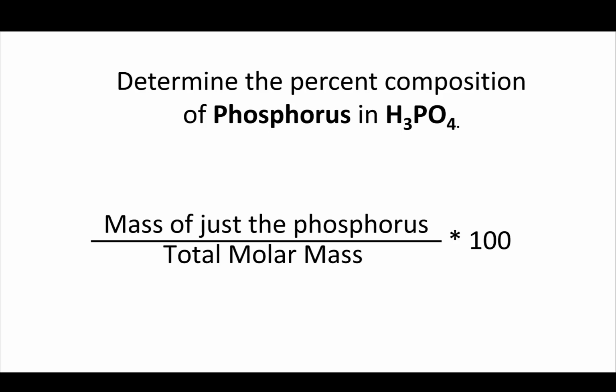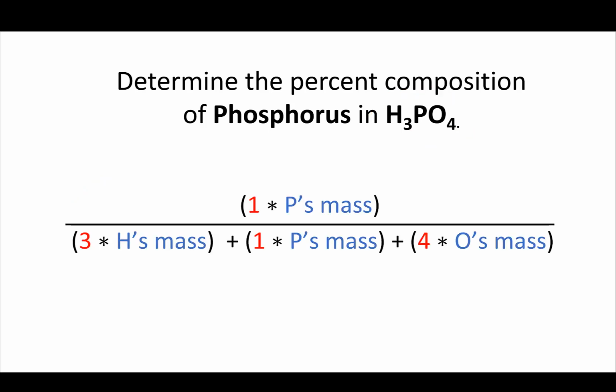In this case, the percent composition of phosphorus in this whole thing is just the mass of just the phosphorus part divided by the total molar mass. So we know how to get the total molar mass. You take 3 copies of hydrogen, 1 copy of phosphorus, 4 copies of oxygen. So that's the total molar mass on the bottom. And the phosphorus part, in this case, is just 1 phosphorus atom. So we have that 1 phosphorus atom, which is the phosphorus part of the molar mass. We divide it by the whole molar mass. That gives us our percentage.